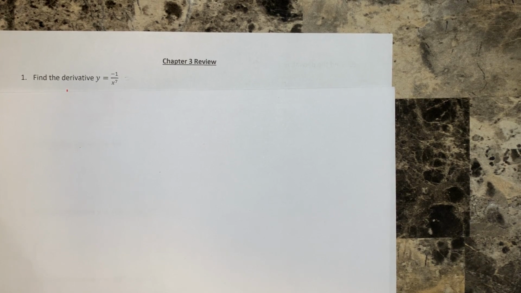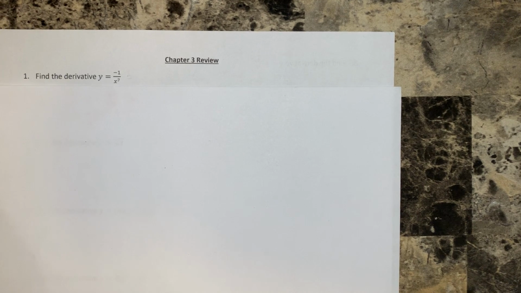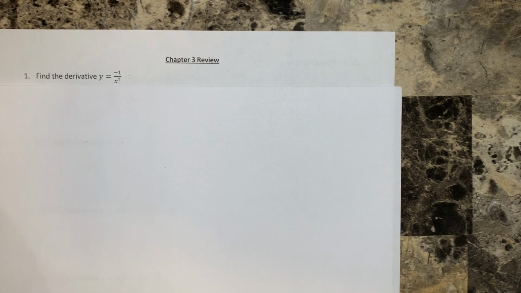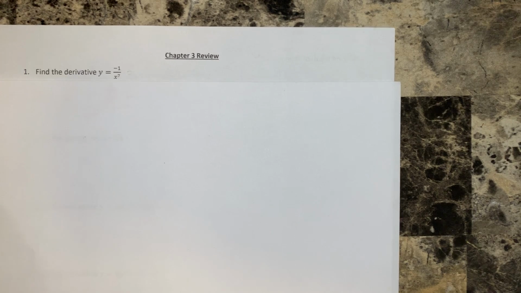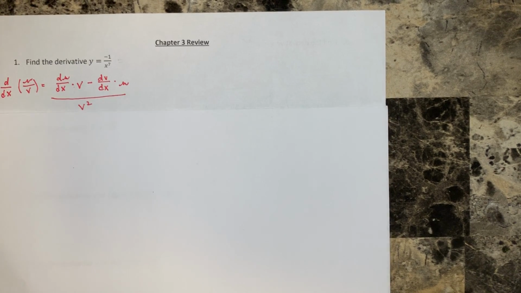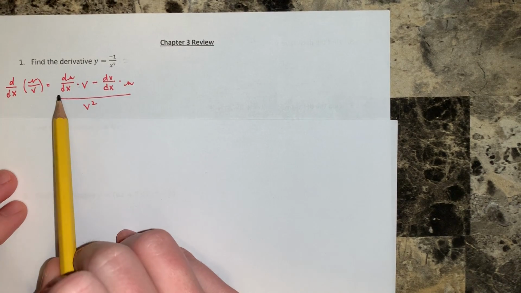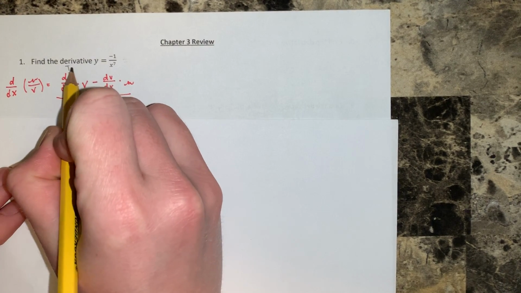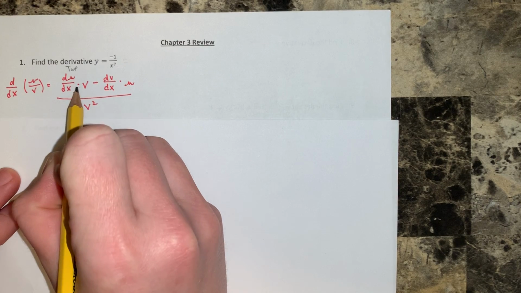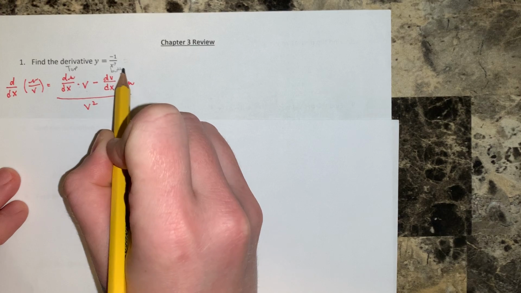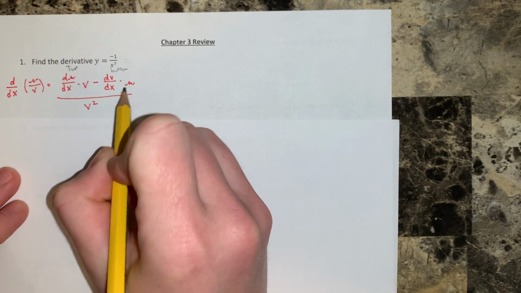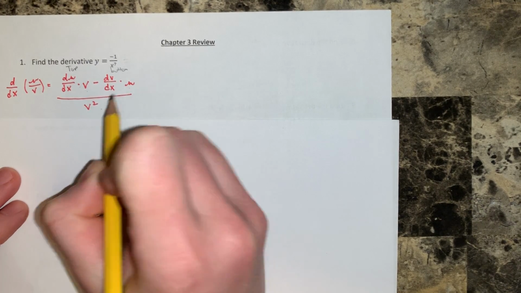So let's get started. The first problem on your review is find the derivative of y equals -1 over x to the 7th. For this, we're going to start out with one of our quotient rules. Our quotient rule is as follows: you take the derivative of the top number times the bottom, minus the derivative of the bottom number times the top, and that's all going to be over the bottom squared.